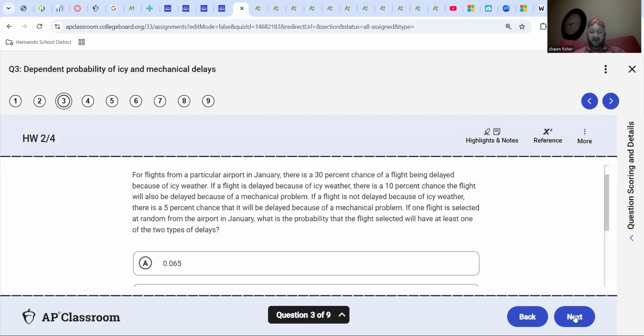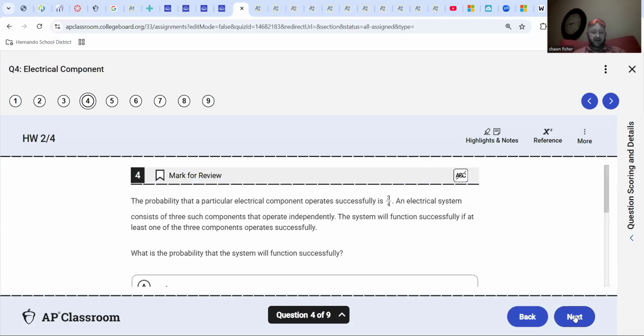All right, let's go quickly through these. Electrical system, what's the probability? If they're independent, that means one really does not have an effect upon the other. And it also means I can multiply when I'm talking mathematically. So really, we're going to go back up to here. The system will function successfully if at least one operates.